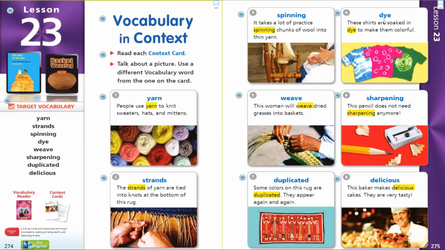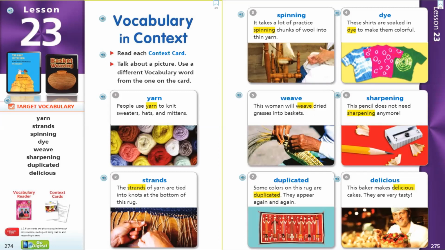Your next word is dye. D-Y-E. These shirts are soaked in dye to make them colorful. The shirts started out white before, but they have color now. What might the word dye mean in this sentence? Your next word is weave. The woman will weave dried grass into the basket. What do you think the word weave means in this sentence?